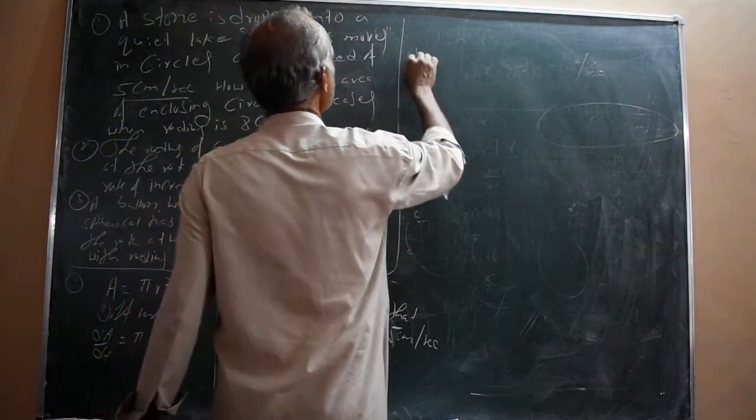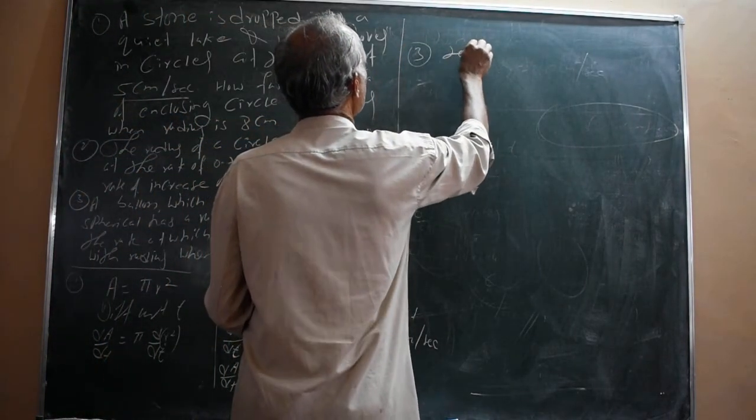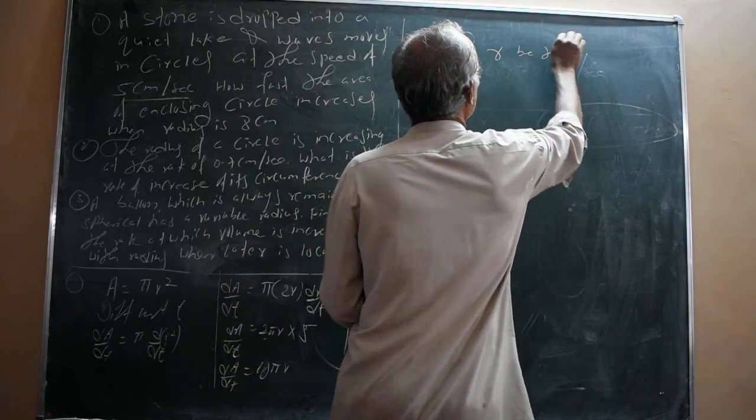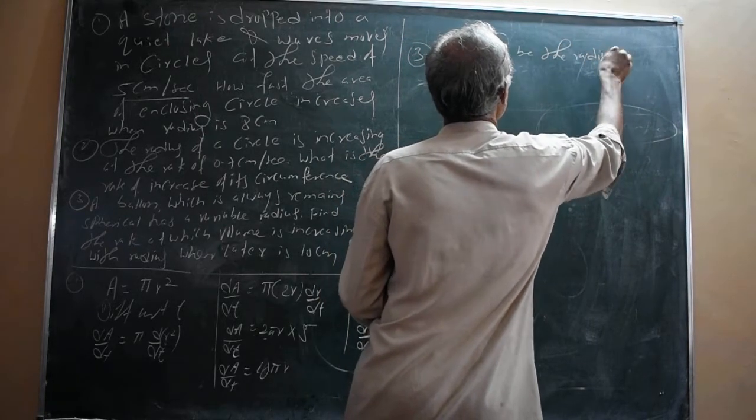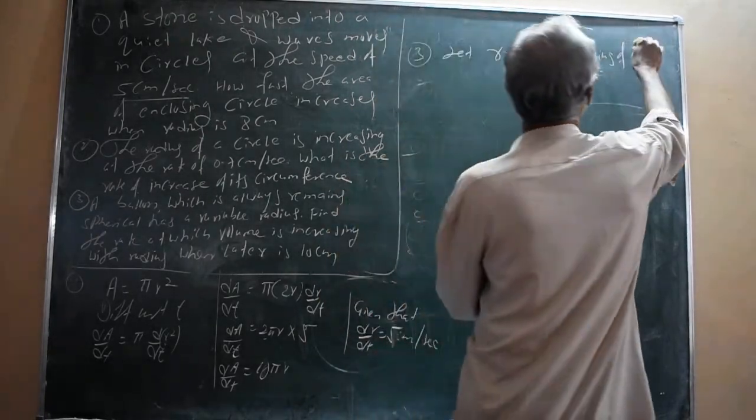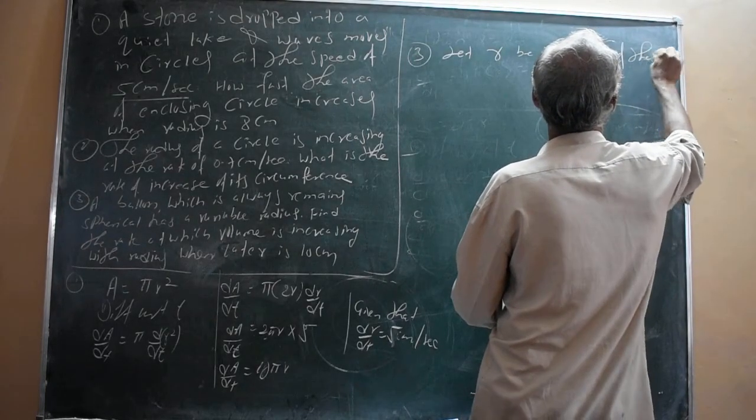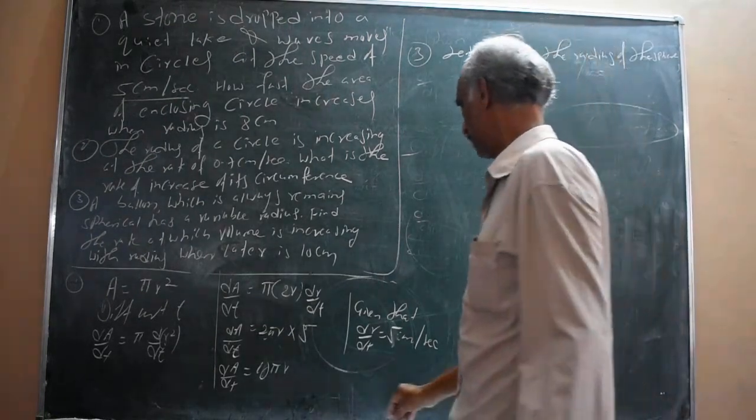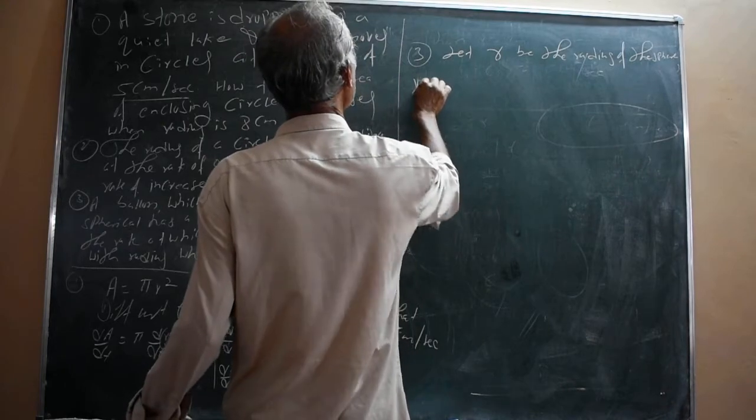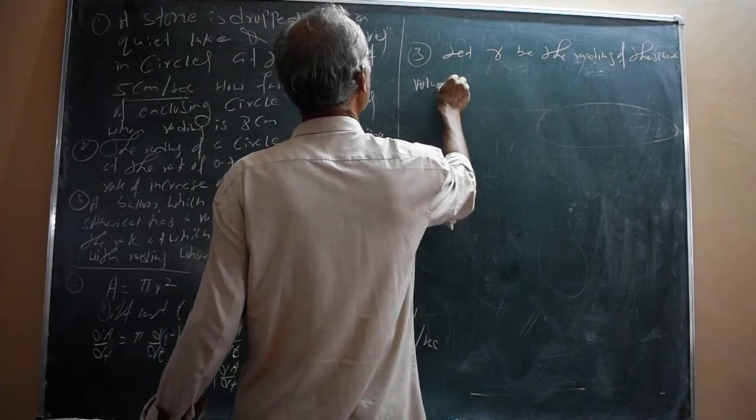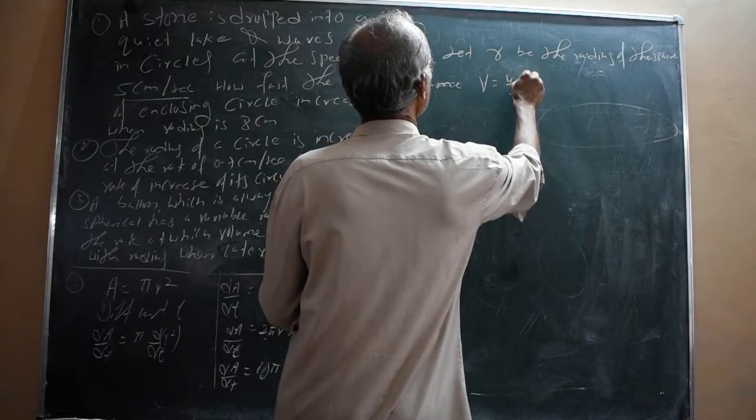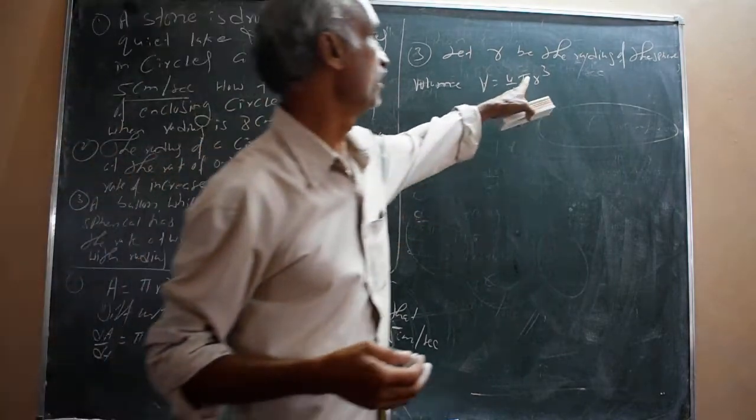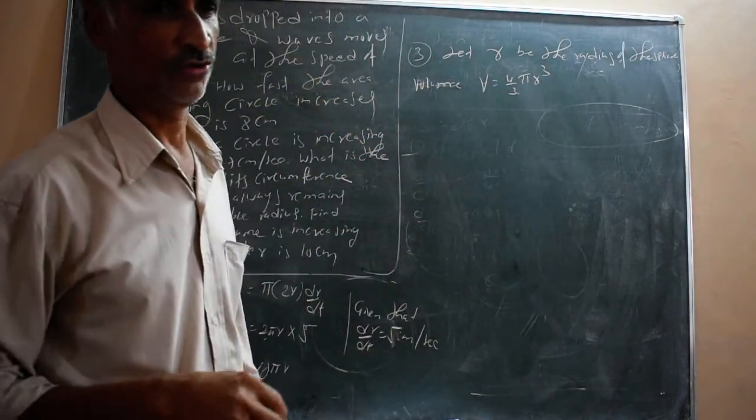So let r be the radius of the sphere. Volume V is equals to 4 by 3 pi r cube. Volume is 3-dimensional, no? Therefore here it is r cube. 4 by 3 pi is constant, no?